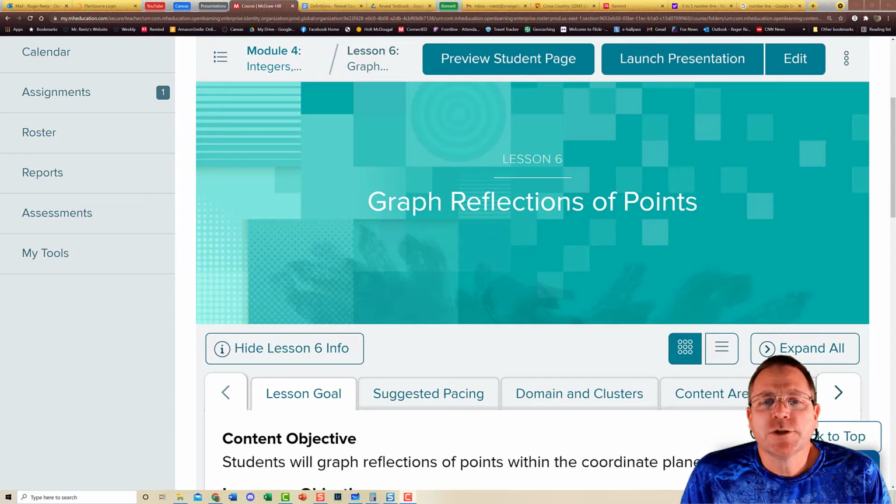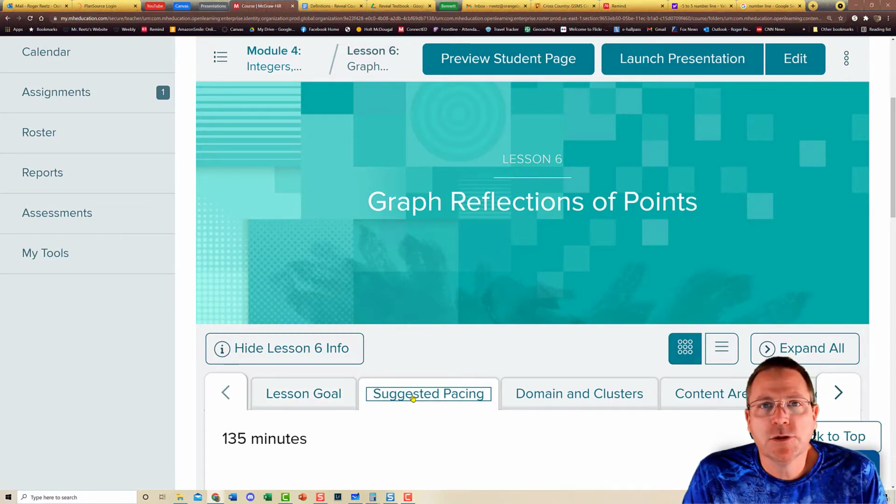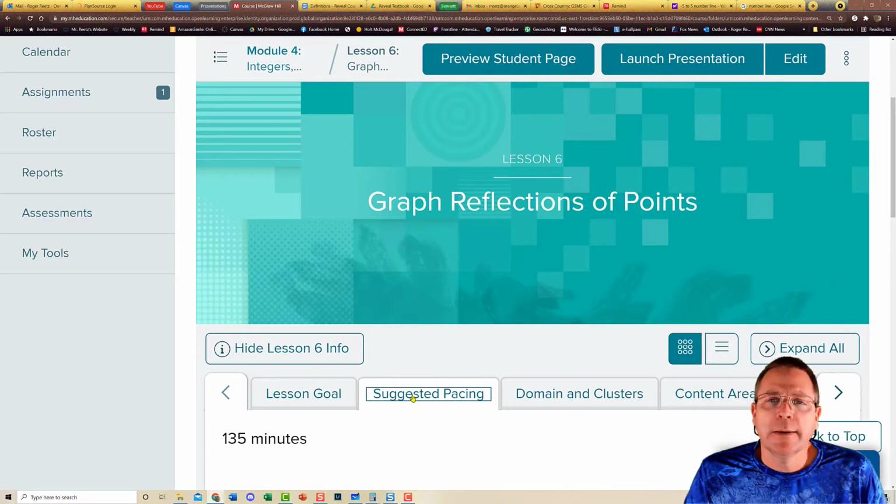Chapter 4, Section 6 deals with graphs of reflections of points. Once again, we're going to be continuing our understanding of the coordinate plane. The content objective says students will graph reflections of points on the coordinate plane, and the pacing guide suggests this is probably going to be a 2-day lesson. The content, I don't think, is going to be that complicated though.